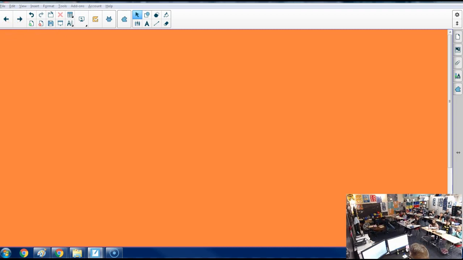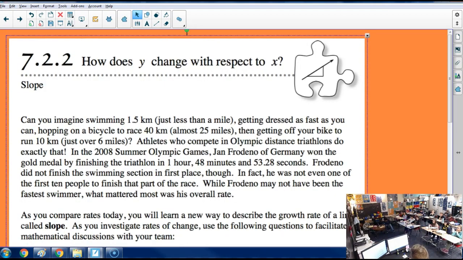Do we feel pretty comfortable with lines after our Desmos activity yesterday? Like slope and y-intercept and those sort of things? Kind of. Because you know now I'm going to start asking you questions, right?